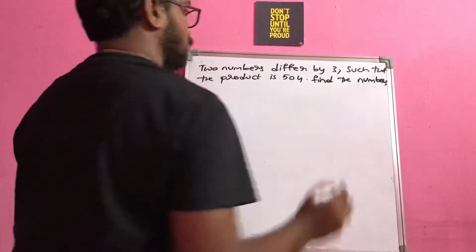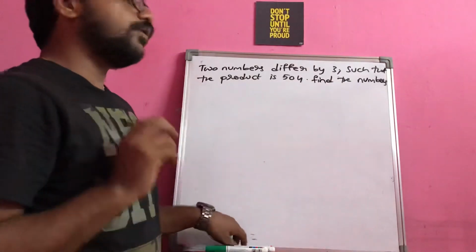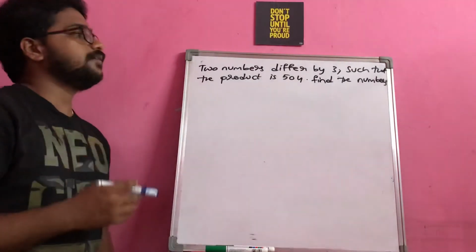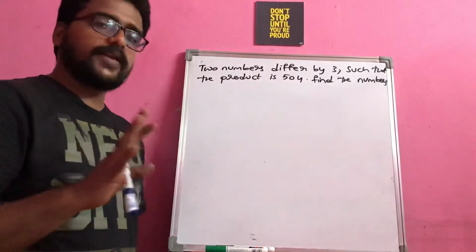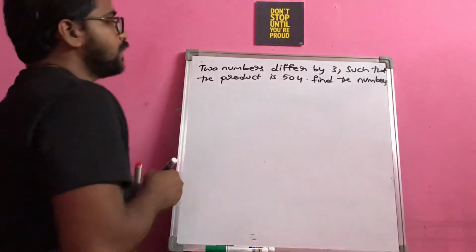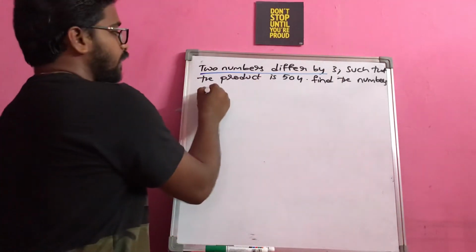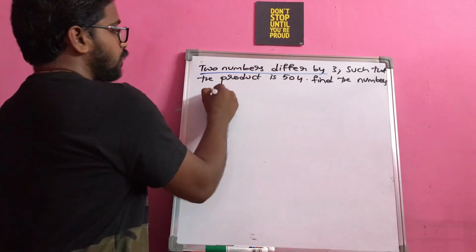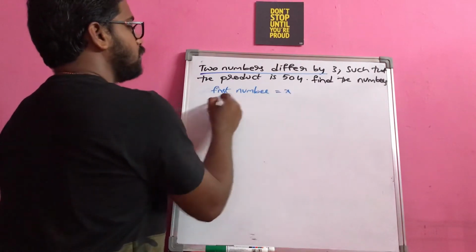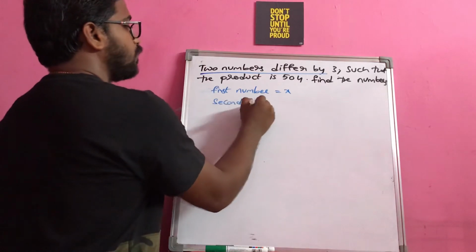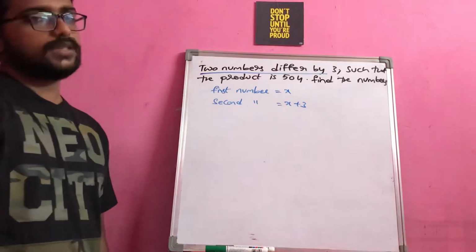Find the numbers. It's important to understand the question first and then represent the given word problem in terms of an equation. Two numbers differ by 3. That means if I take the first number as x, obviously my second number will become x plus 3, because these two should have a difference of 3.